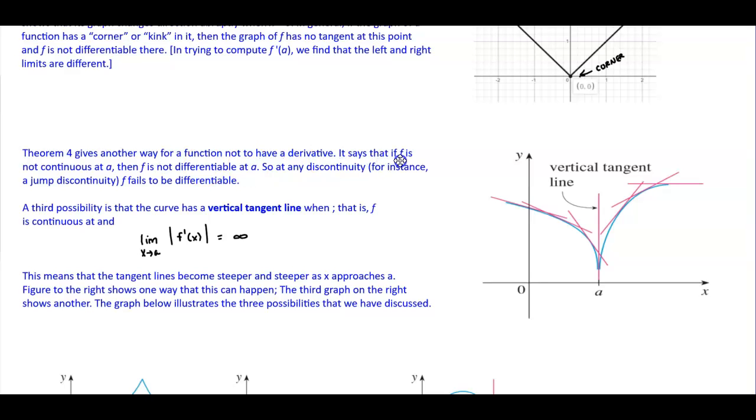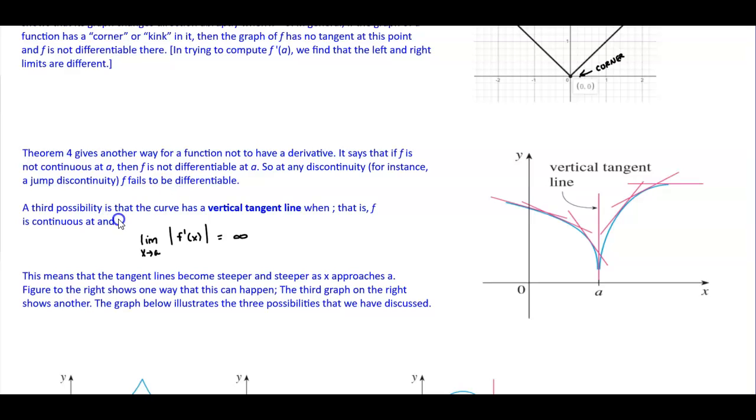It says that if f is not continuous at a, then f is not differentiable at a. So at any discontinuity, so for instance, a jump discontinuity, the function f fails to be differentiable.